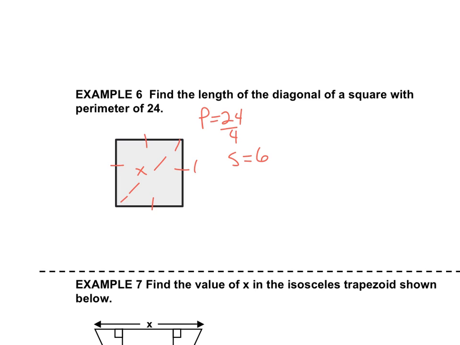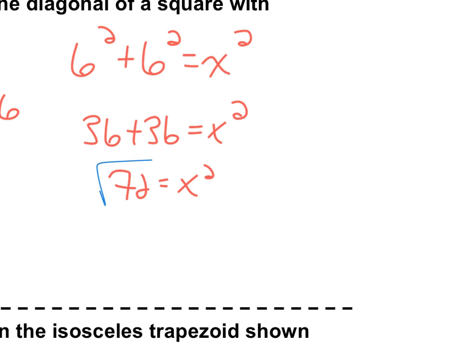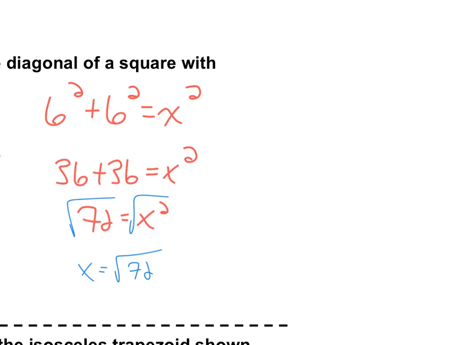A 6 here and a 6 there. So I have 6 squared plus 6 squared equals x squared. That's 36 plus 36 equals x squared, which is 72 equals x squared. Now I'm going to take the square root of both sides, and I get x equals the square root of 72. So I'm going to break this one down for you as well.